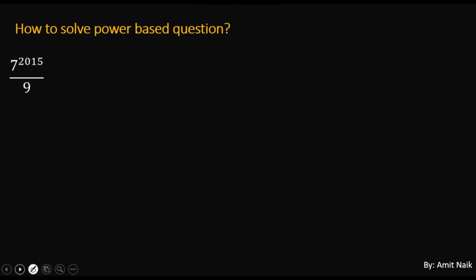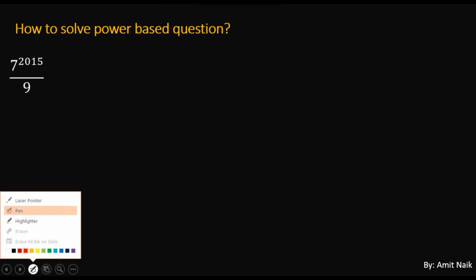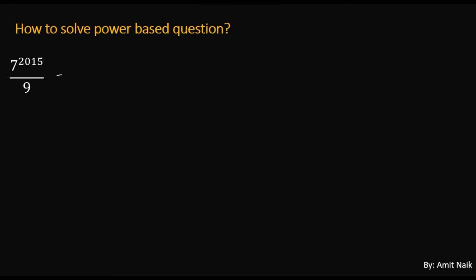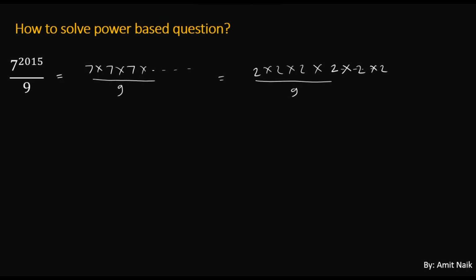The question here is 7 to the power 2015 divided by 9. Once again, here 7 is to be multiplied 2015 times, which we are obviously not going to do, and then divided by 9. Now each time I'm getting 2 as a remainder here. So let us see what happens. 2 into 2 into 2, I'm getting the remainder 2015 times, divided by 9. So here this 2 is multiplied n number of times.